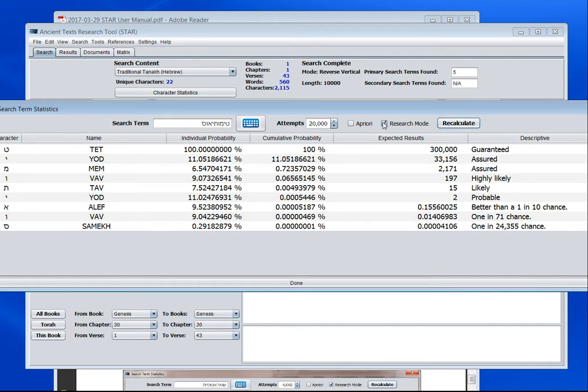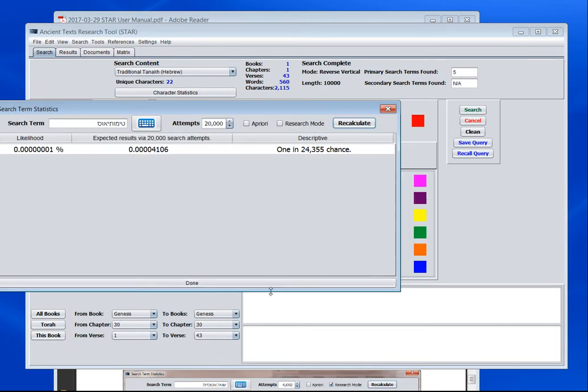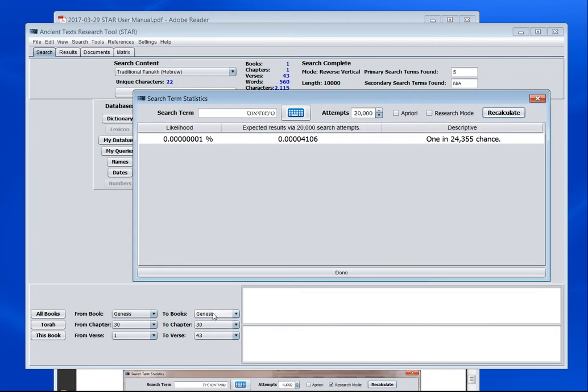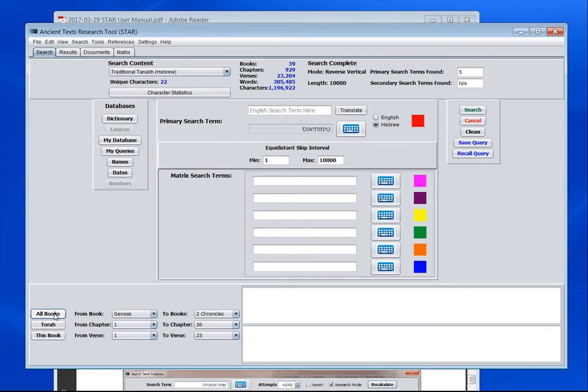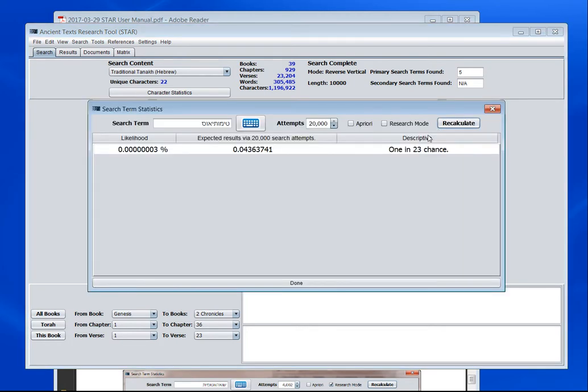You can go into summary mode, not research mode. It's still pretty rare that he would find it by brute force. Actually, we need to change this to all books, as I did in the previous video. We want it to span the entire Hebrew Bible. Back to statistics here: 1 in 23 chance. So with brute force, he might have found it, but at the time, he said he found it back in the late 90s. He may not even have had a tool to do this.